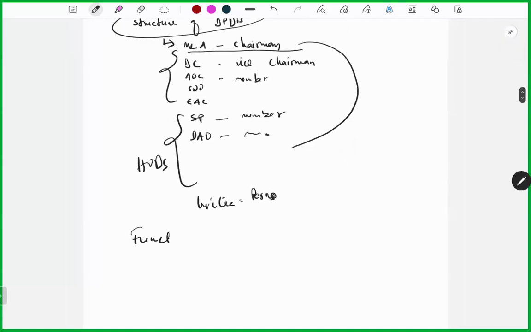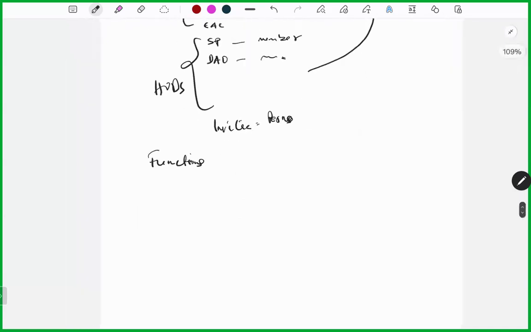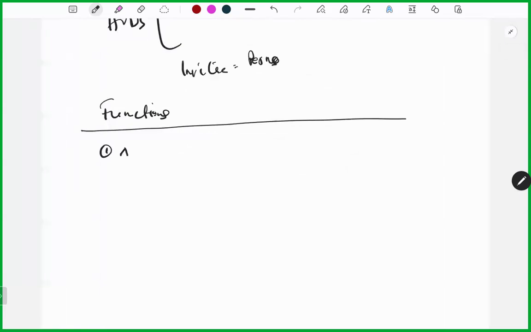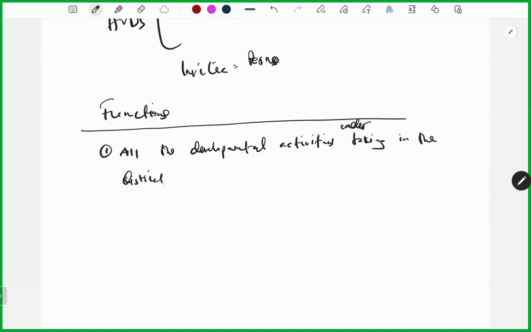Now, the functions of DPDB. All the developmental activities undertaken in the district are discussed in the DPDB.